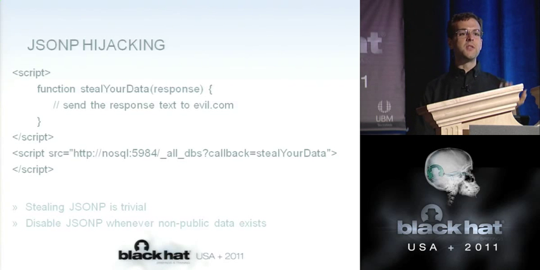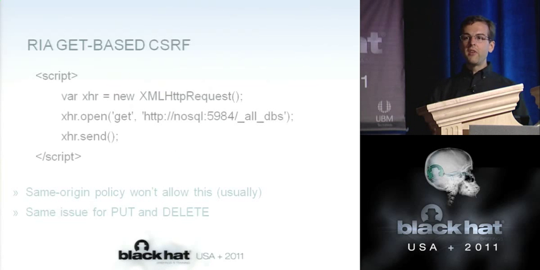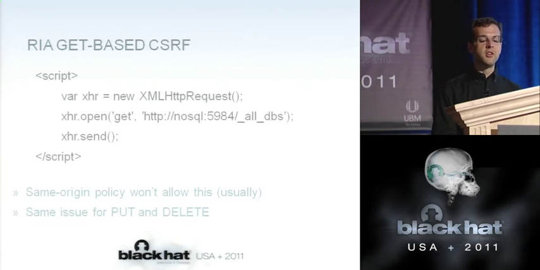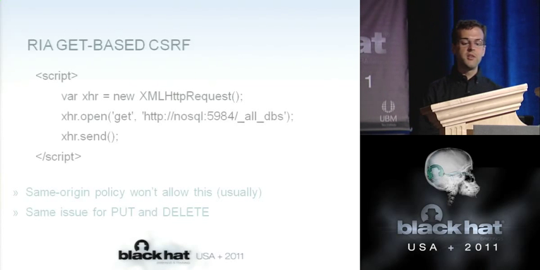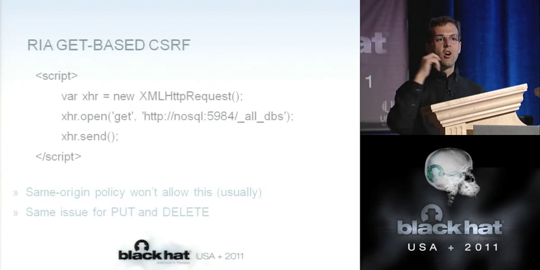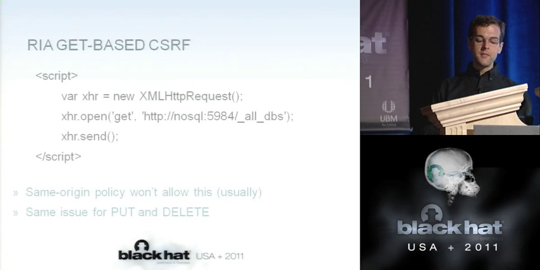All right, so let's assume that you've done this. What other ways can we do request forgery attacks? Well, we've got RIA-based, GET-based CSRFs. So I'm going to use AJAX in this case. I'm going to new up a new XMLHttpRequest. I'm going to have it call the GET to NoSQL 5984 and send that. And then when that's done, the callback I specify will fire, and I'll read that data and send it back to myself. And I can use this not just for GETs. I can use this for PUTs and POSTs and DELETEs and everything.